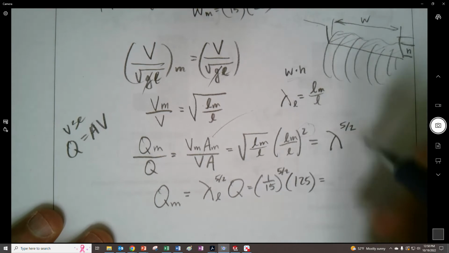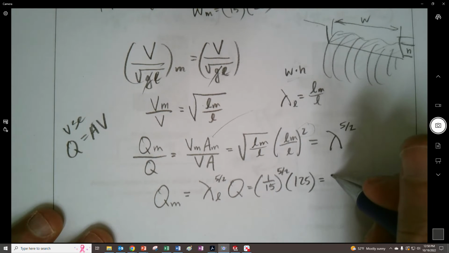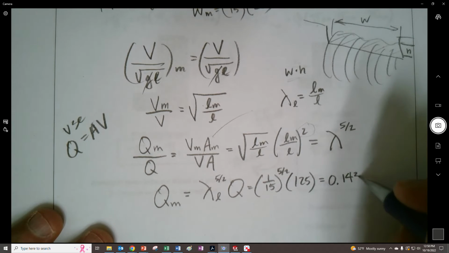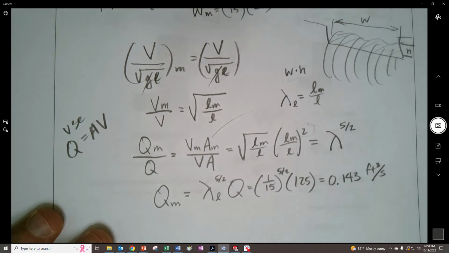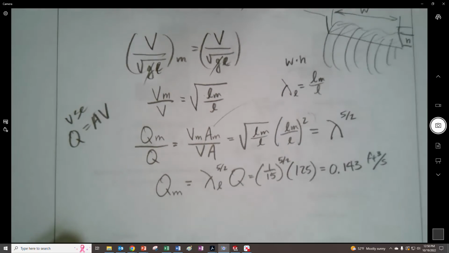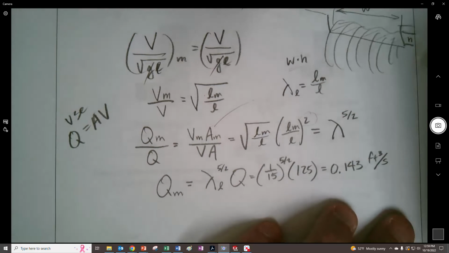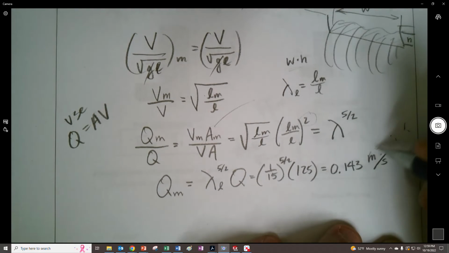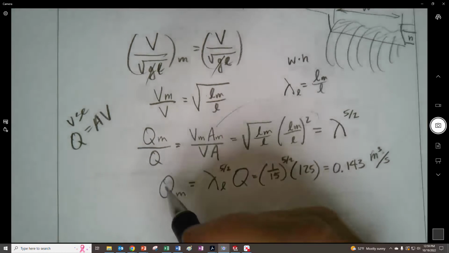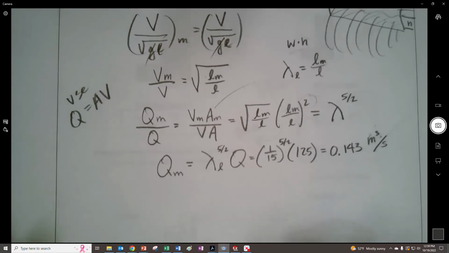So we're going to take 1/15 raised to the 5/2 and multiply it by 125. So now the flow rate that we should expect, or should be getting from our model, should be 0.143 cubic feet. Cubic feet should be cubic meters per second. And by the way, we usually use the V with a dot over it, but we're using a Q here.